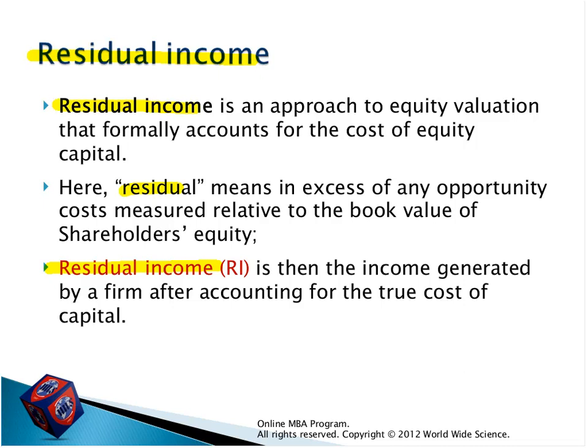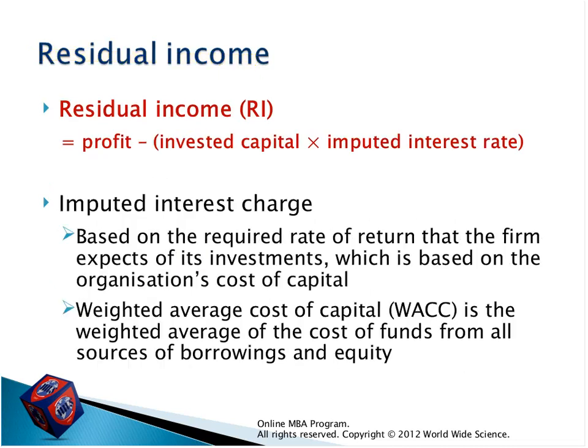Let's see the formula we can use in this situation. Residual income is equal to your profits deducted by invested capital multiplied by the imputed interest rate. We know what invested capital is already, right? This is the investment cost, how much we invest in the project, in the equipment. And the profit is the profit or revenue generated from the investment or project.